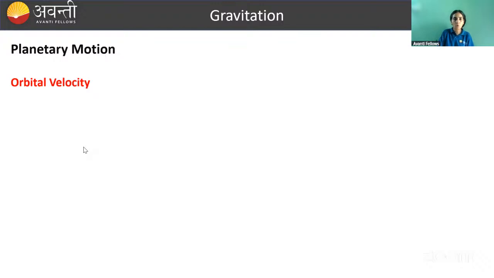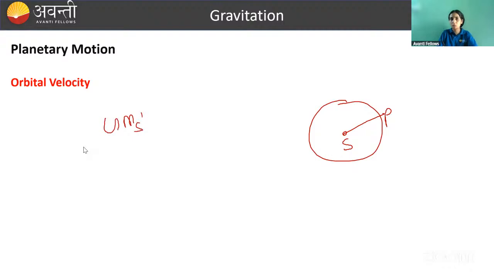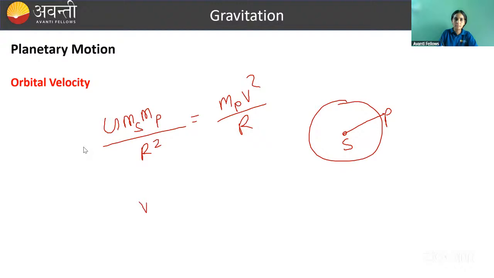ठीक है. Now what is this orbital velocity? For any sort of calculation, we assume the orbit is circular. If there is the sun here and the planet here, and you have to calculate orbital velocity, gravitational force will be responsible for letting it go round the circle. So G M m by r squared will be equal to m v squared by r. If you calculate velocity, it will be equal to root of G M of sun by r. So this is your orbital velocity.